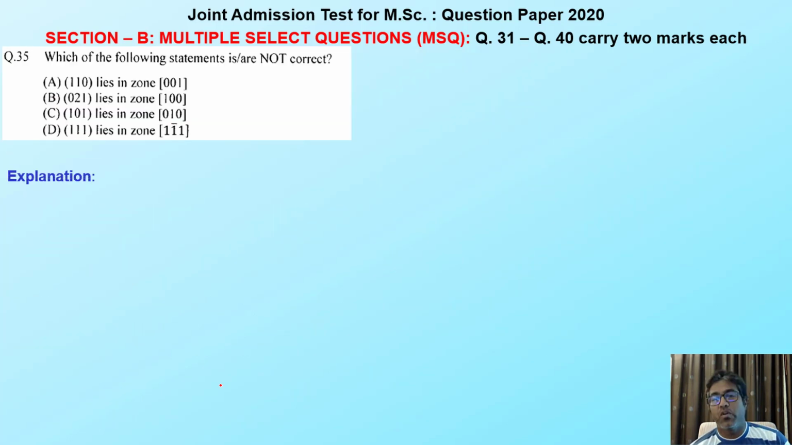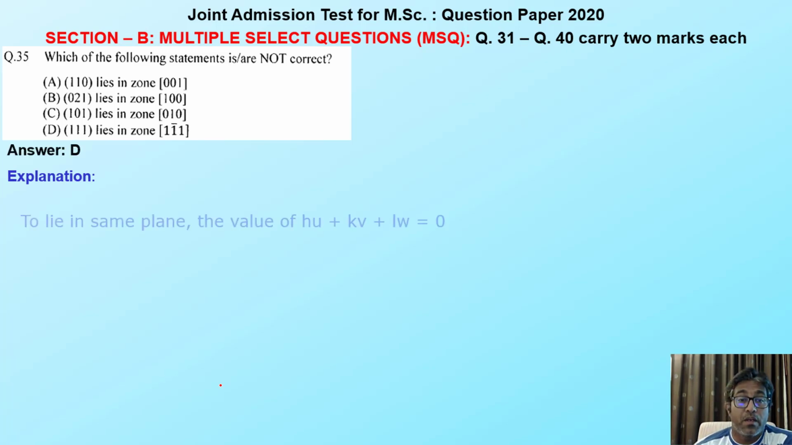This is not related to mineralogy or anything. It is a very simple mathematical question. We can solve it one by one. Which of the following statements is not correct? We need to identify which statement is not correct or not valid.